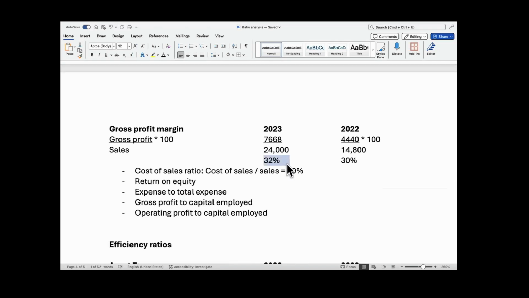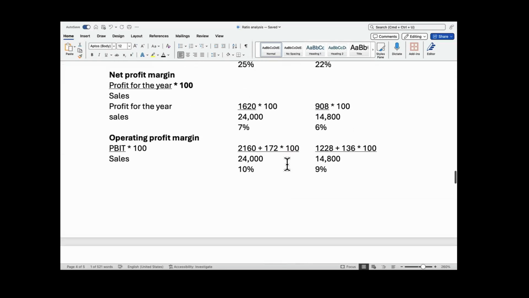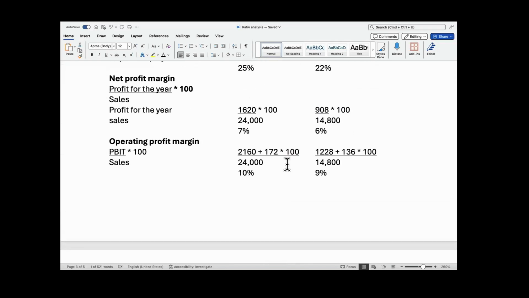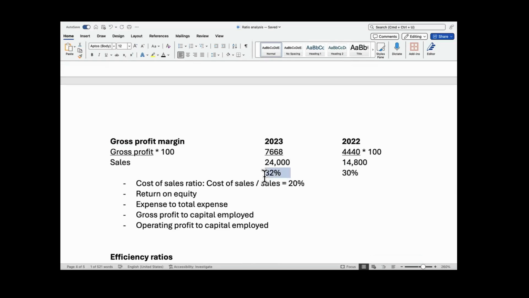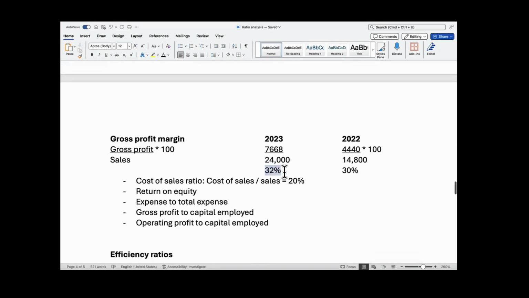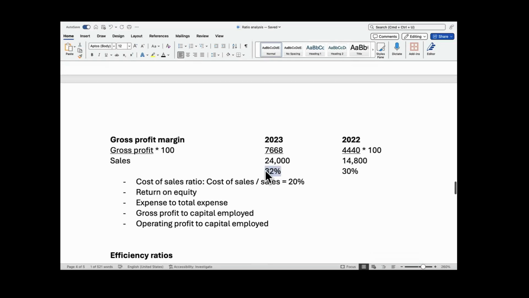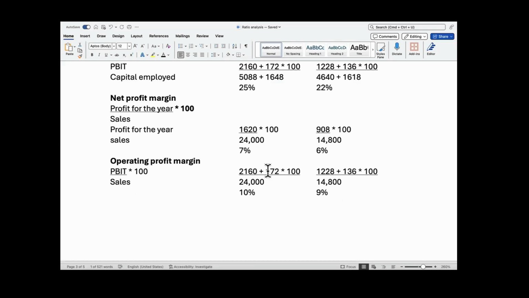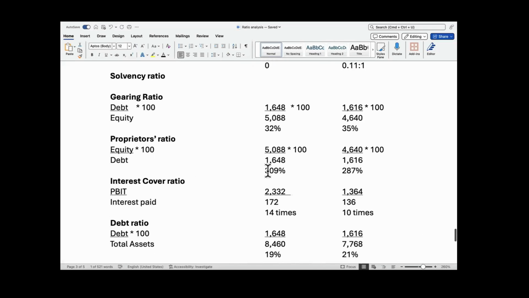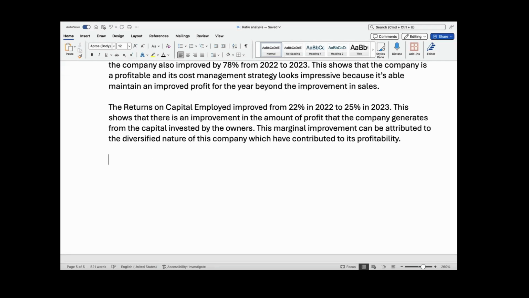But at least I have to note that their cost of sales is okay because their gross profit margin is like 32%, which is very good. But the improvement is marginal between year one and year two. So let me just make that point known.